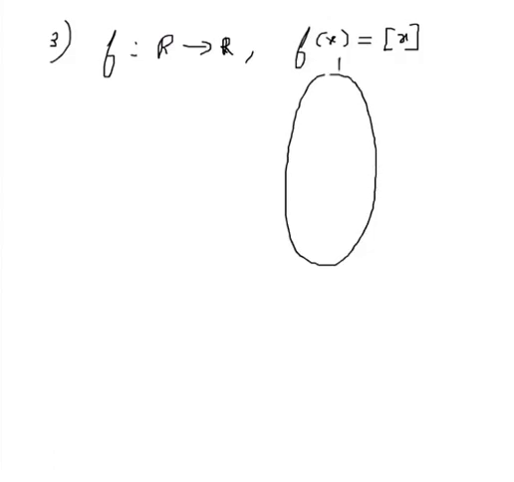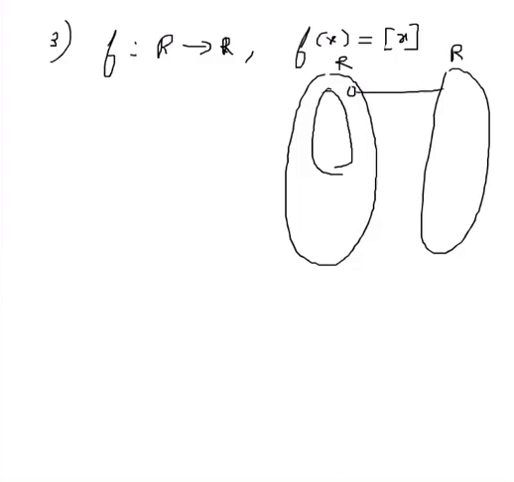Question 3. Prove that the greatest integer function f from R to R given by f of x is equal to the greatest integer function is neither 1-1 nor onto, where this denotes the greatest integer less than or equal to x. We did greatest integer function in 11th standard. Real number set to real number set. No need to draw the arrow diagram. I am explaining it so that it will be easy for you to understand.